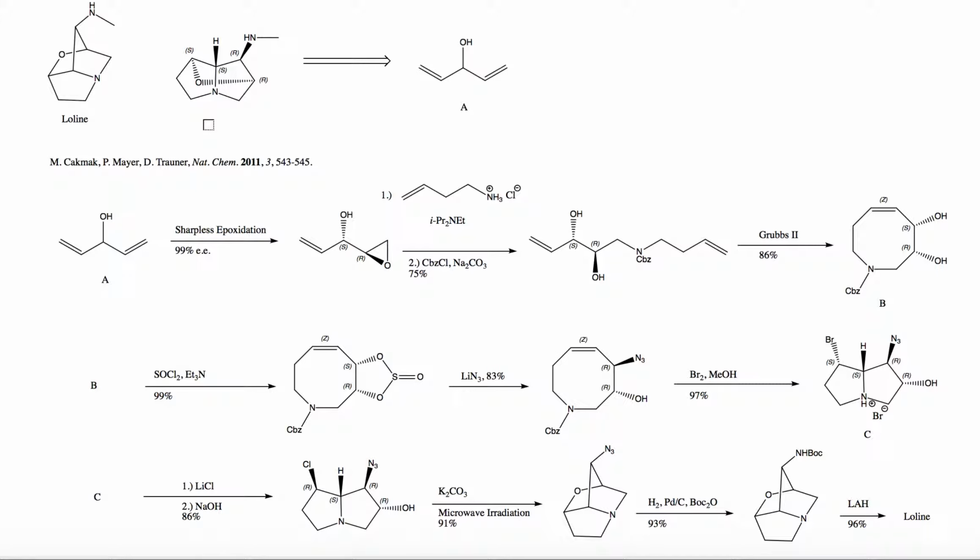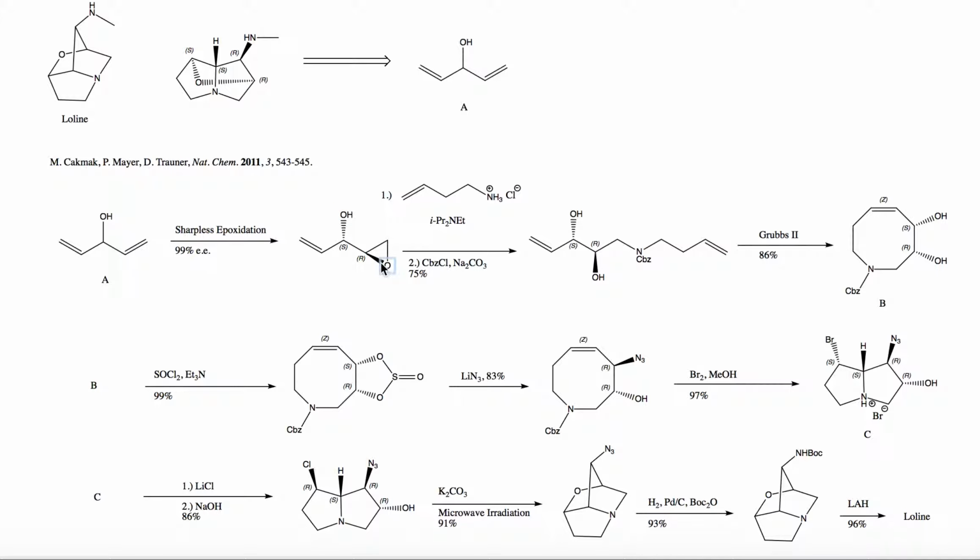So another way to write Loline is to write it as its flat two-dimensional structure here, as opposed to this three-dimensional structure. And this gives you a little perspective on what you're going for. Trauner decided to start from this prochiral alcohol here, using Sharpless epoxidation to install his first two chiral centers.